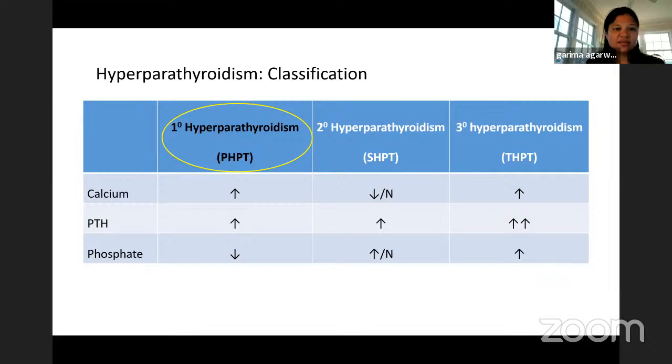Okay, next we'll look at the classification, and the rest of the slides will focus on primary hyperparathyroidism, some of the guidelines and controversies related to the surgical management of different types of primary hyperparathyroidism.